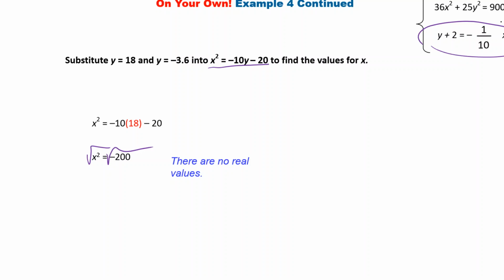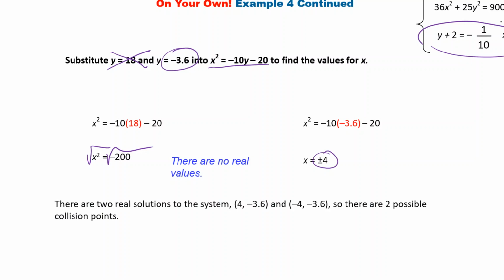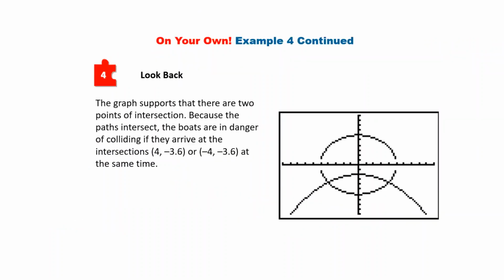So now let's substitute in our y equals -3.6. And when we solve for that, we see x equals plus or minus 4. So that tells me that my 18 is out. I'm not going to have any points of intersection with 18, but I am at -3.6. I'm going to have a -4, and at -3.6, I'm also going to have a +4. So here we have it. There are 2 possible collision points. And you could also put it into your calculator. And when we do, the graph supports that there are just 2 points of intersection here.